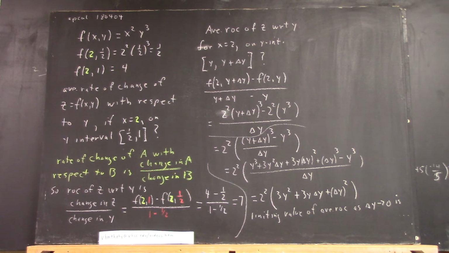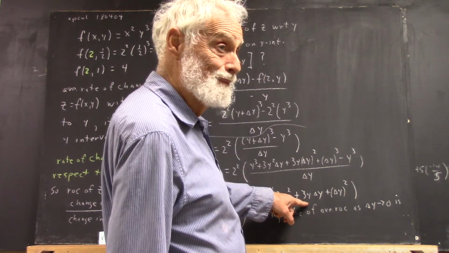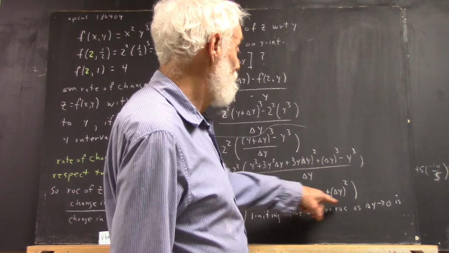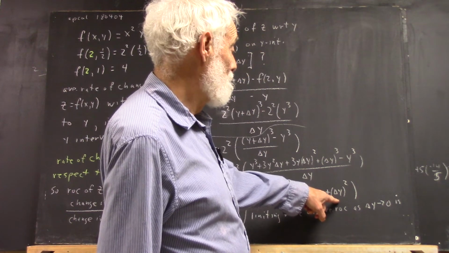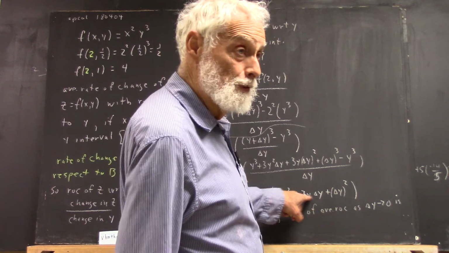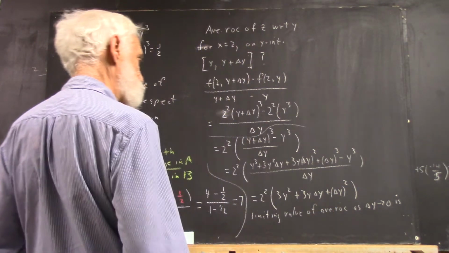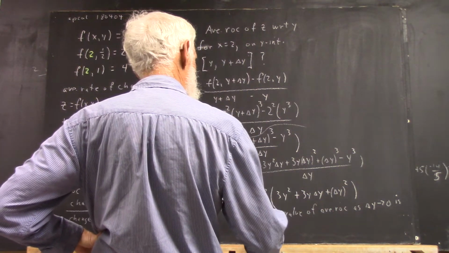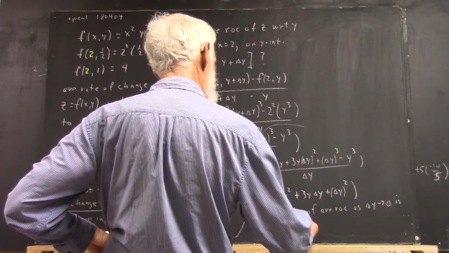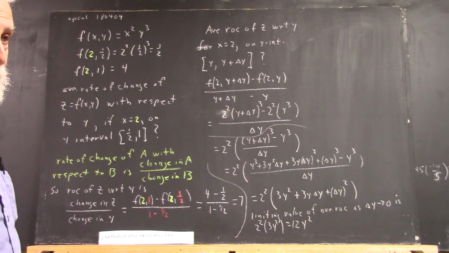Because you're multiplying something here that doesn't change by something here that approaches 0, right? And here you're multiplying something that approaches 0 by itself, which means it's really going to approach 0 fast. So this is going to approach 0, this is going to approach 0. Okay? So it's just going to be 12y squared. Okay?